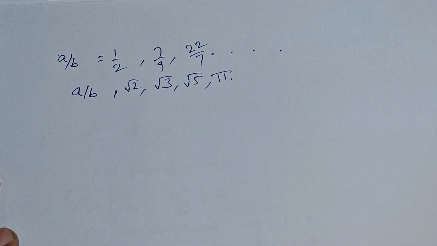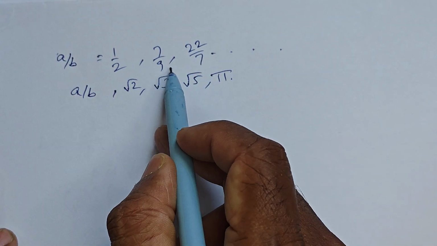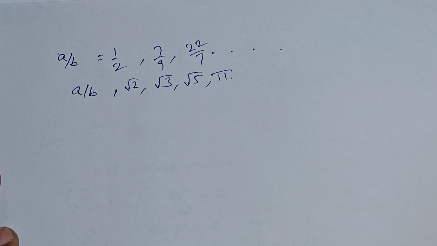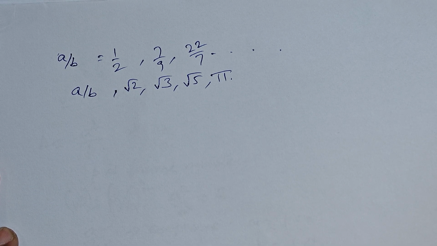If it is ending, usually these numbers will somewhere end. So certain numbers like 1 by 2, we know we can write it as 0.5. Similarly for other numbers, if a decimal fraction is never ending, then that number is called an irrational number.